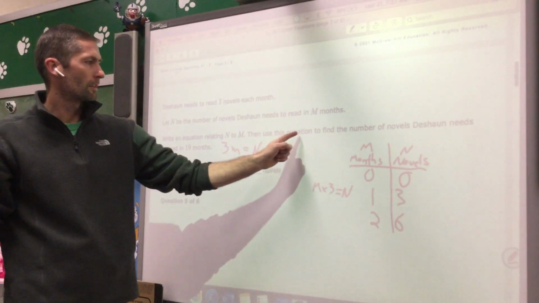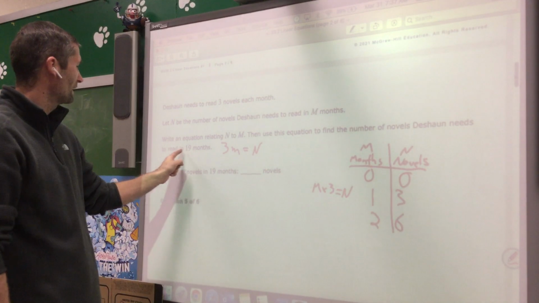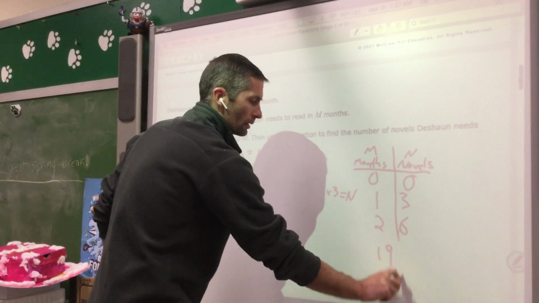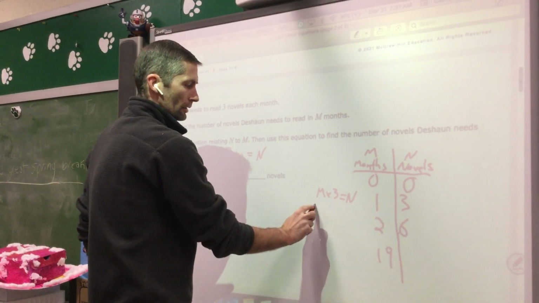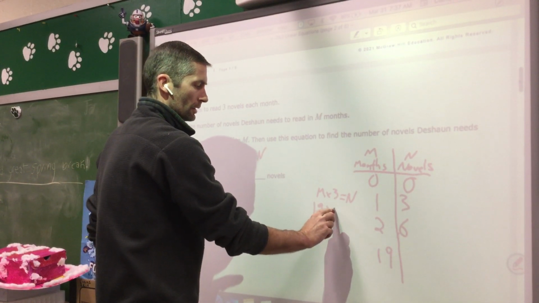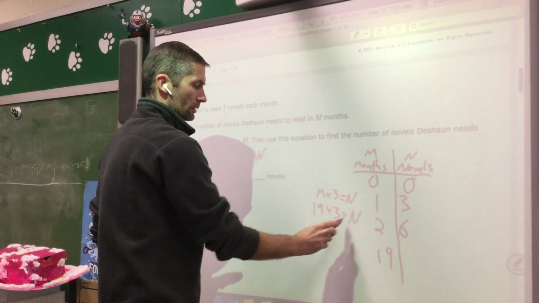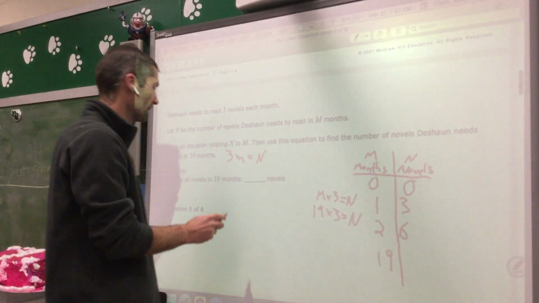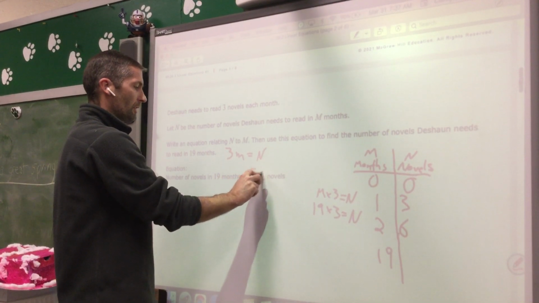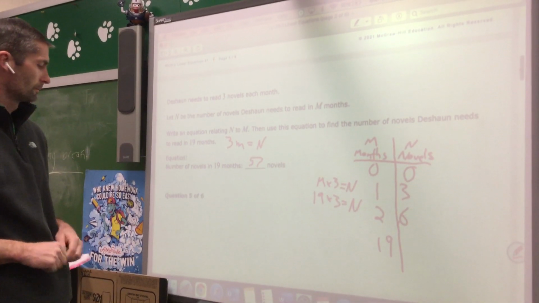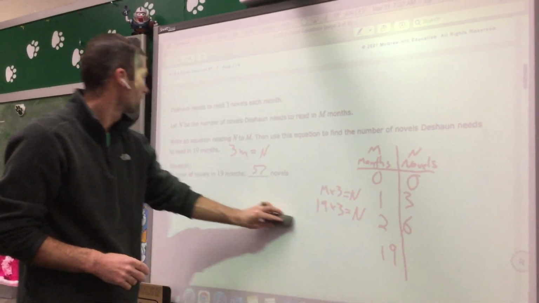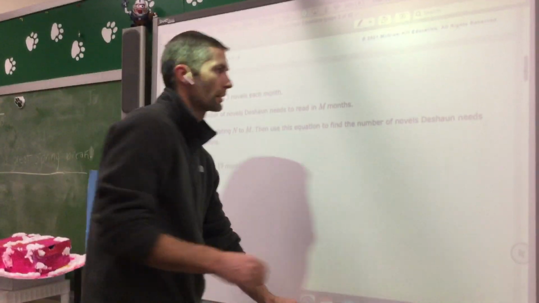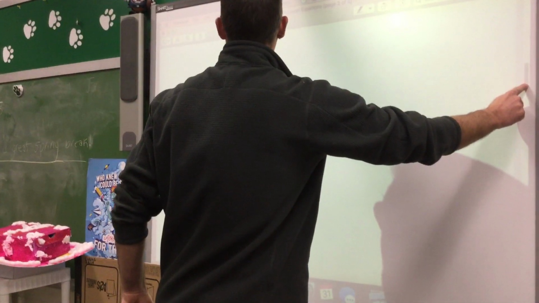Then use this equation to find the number of novels Deshawn needs to read in 19 months. So after 19 months, we're going to put 19 in here. 19 threes, 19 times 3. Okay, 3 times 20 is 60, so 3 less than that is 57, using the distributive property, 57 novels. All right, so let's do 2 of them now, where we're going to do that and then make the graph after that.